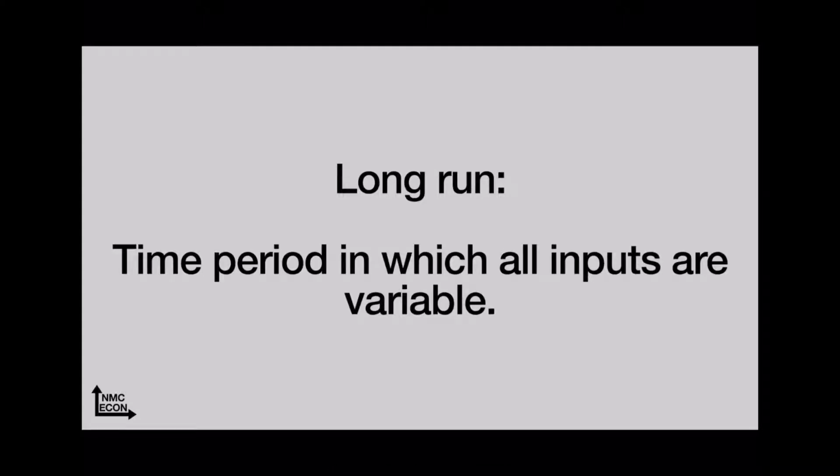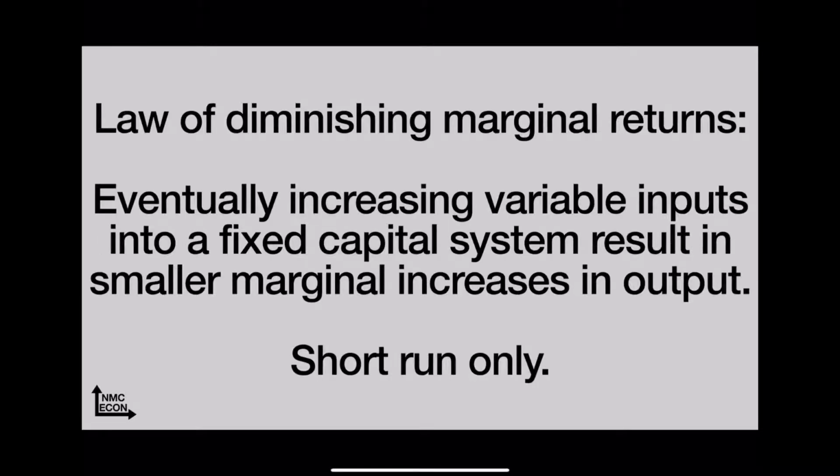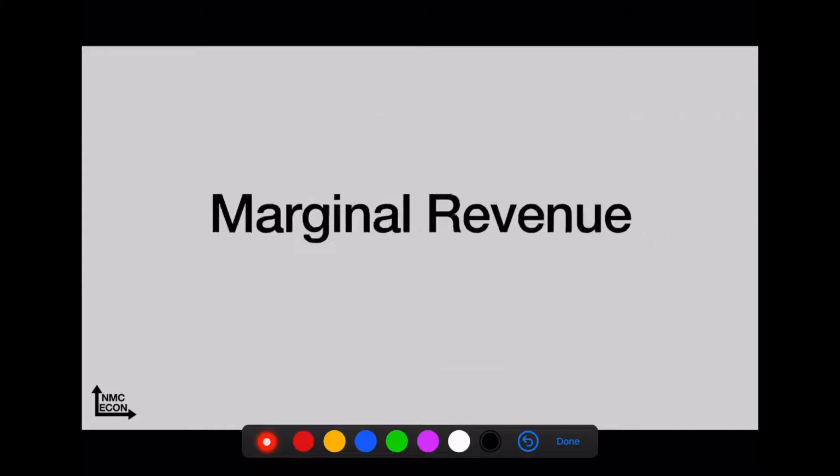You can change anything you want about your business, its size or its capabilities, what you produce, and how many people you employ. The law of diminishing marginal returns. Eventually, increasing variable inputs into a fixed capital system results in smaller marginal increases in output. Basically, too many cooks in the kitchen. You need more fixed capital if you're going to continue to hire more people. This only occurs in the short run because, of course, in the long run, you can adjust everything.